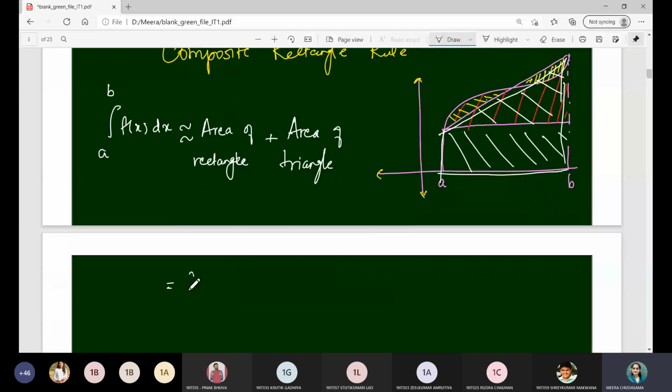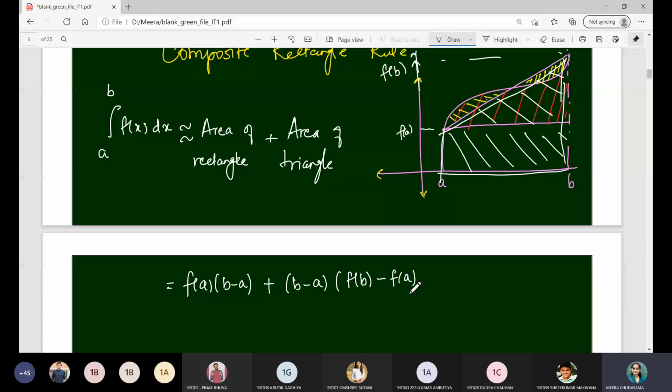This is the corresponding, yes, anyone can answer, then it will be good. F of b minus f of a is the corresponding value, into f of b minus f of a. Will something come in front? 1/2 will come? Yes, 1/2. Gujarati medium students, you can say that 1/2 into base into height, right? So this is the base and this is the corresponding height.